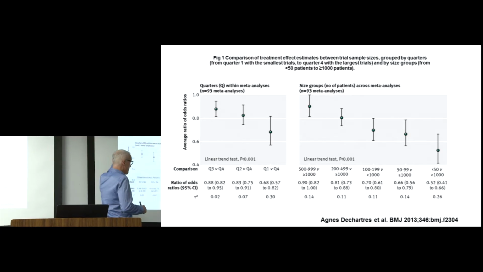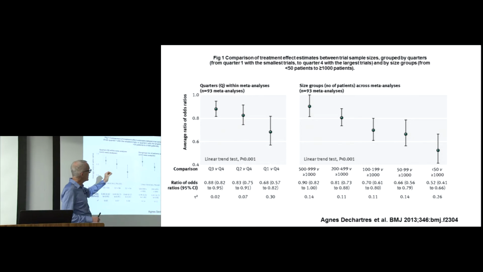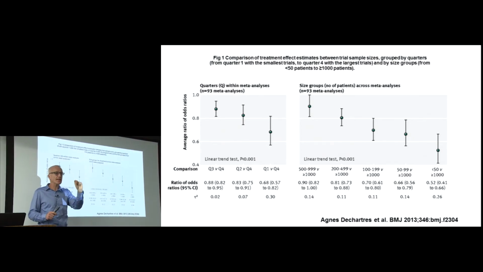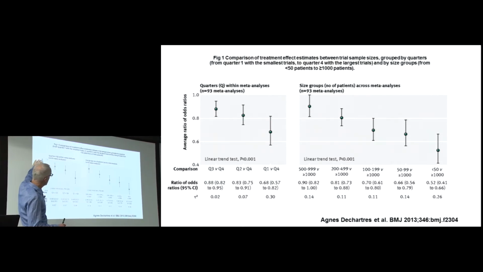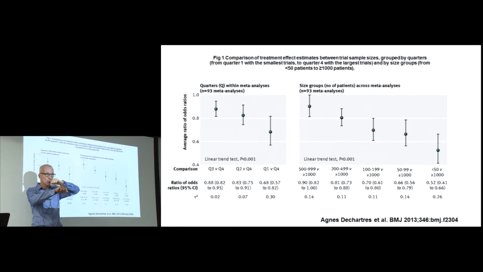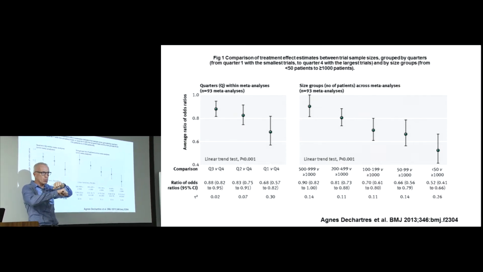But this has been well documented in the medical literature: small trials greatly overestimate the effects of treatments. This is a study where you compare the results. The outcome measure is the ratio of the results, the risk ratio in the small trials versus the risk ratio in the big trials.